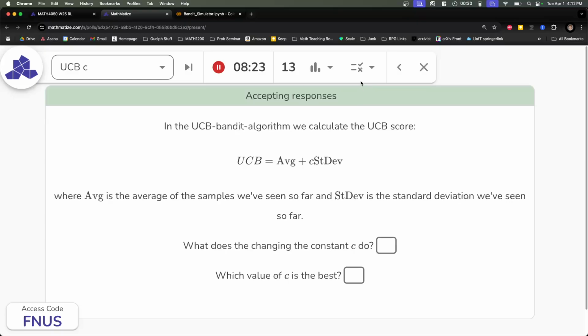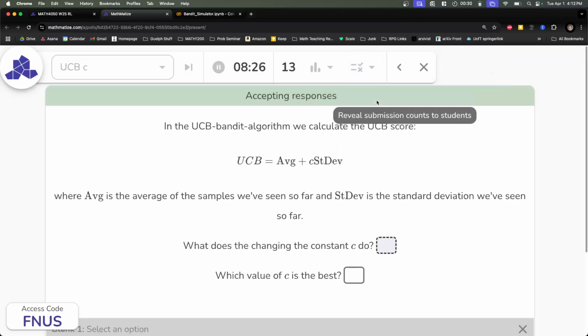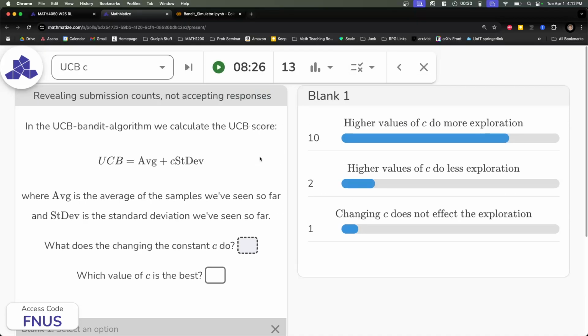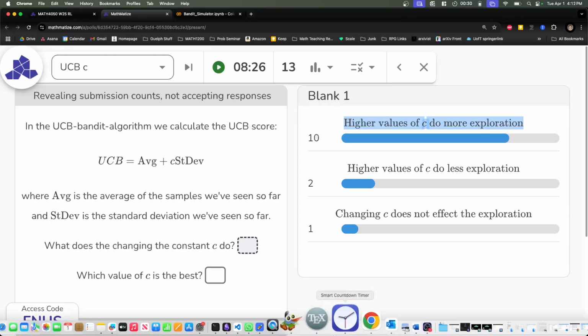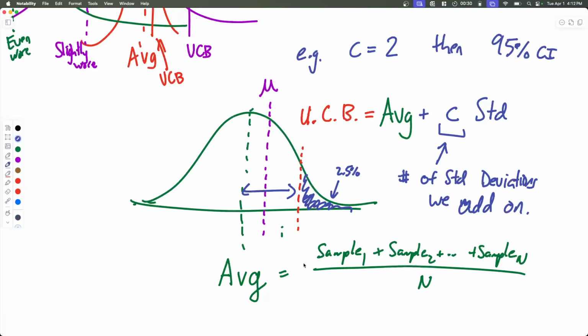So what does changing C do? And I think there were some multiple choice questions. Okay, so first question, what does changing C do? 10 out of 13 people have said higher values of C do more exploration, and that is absolutely correct. So if you did that, very good. Great job. And indeed, what this is saying, you can think of this as how optimistic we are.